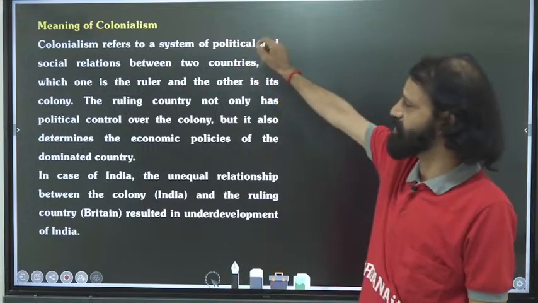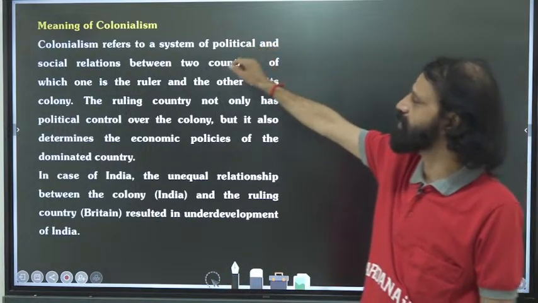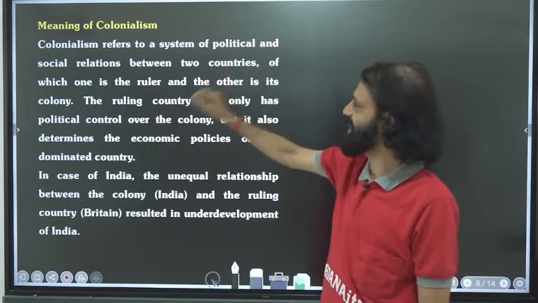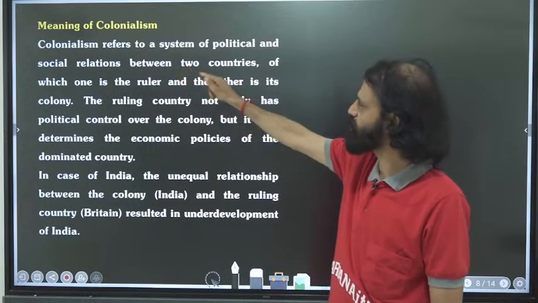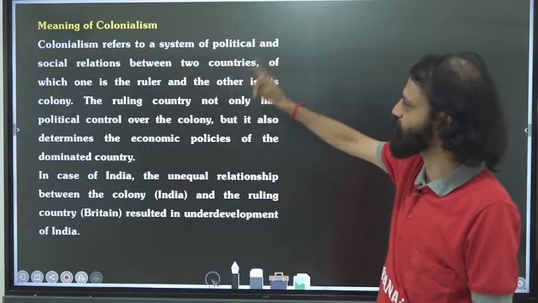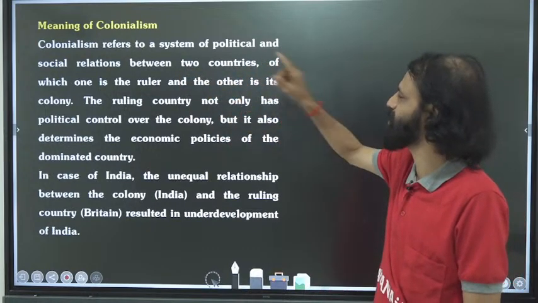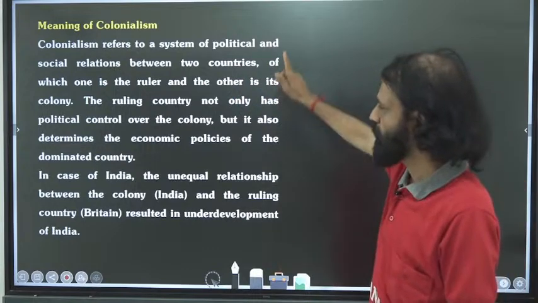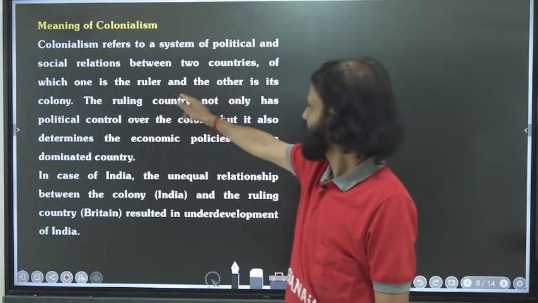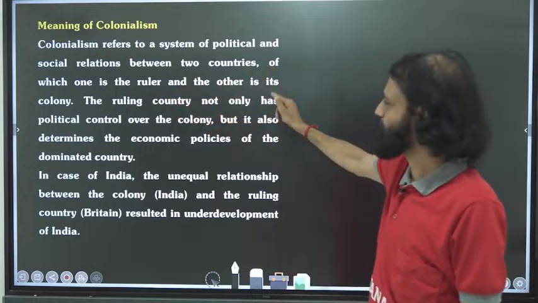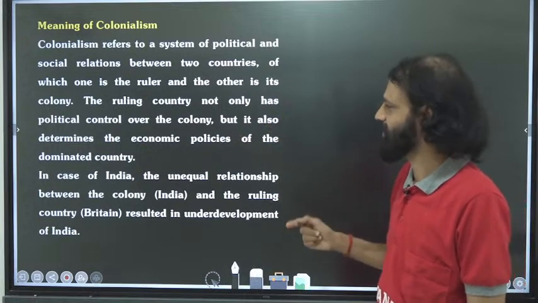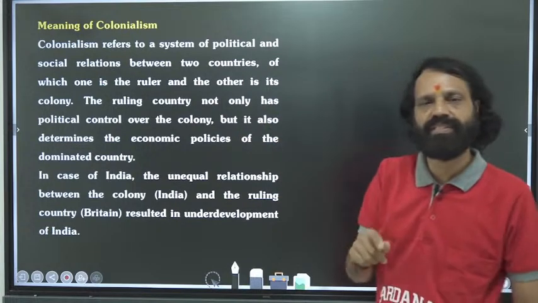Meaning of colonialism. We have studied a word, we have seen the word colony. So now we can see what colonialism is. Colonialism refers to a system of political and social relations between two countries. There are two countries involved in it. One is the ruler and the other is its colony. One country is ruling the other country.